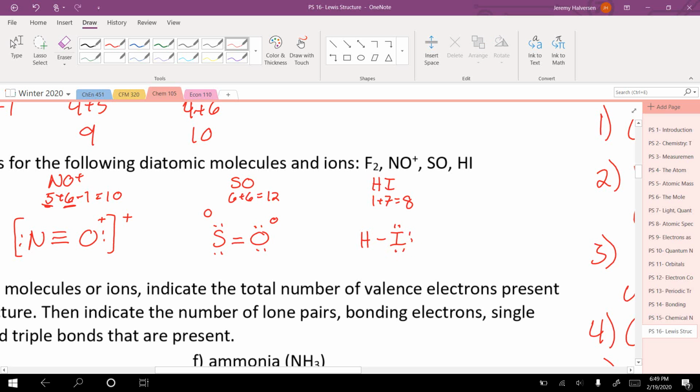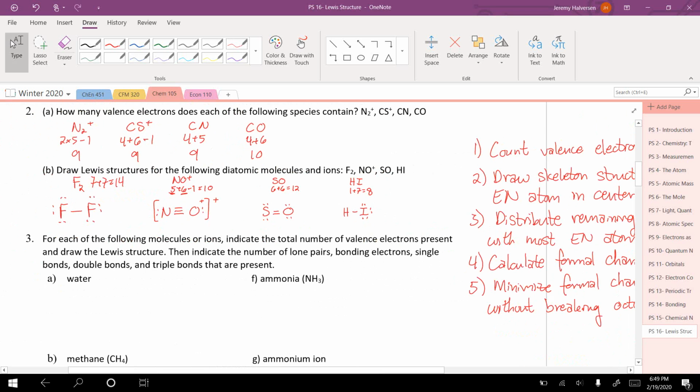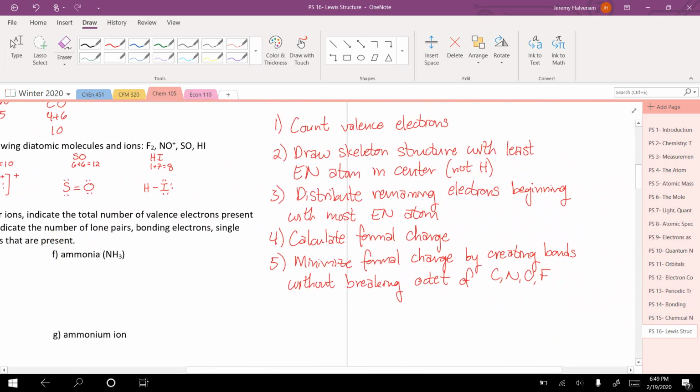Calculate formal charge. Hydrogen usually has 1, it owns 1 right there, so 0. Iodine usually has 7, it owns 1, 2, 3, 4, 5, 6, 7, so that's 0, so I am done. And you don't need to write non-zero formal charges. There you have it. Those are some simple diatomic molecules, again, following these rules.